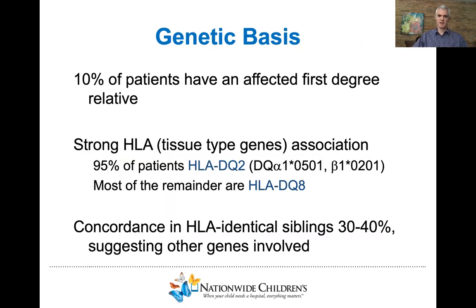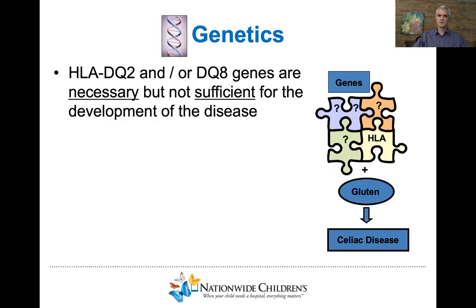Approximately 10% of patients have an affected first-degree relative, and there is a strong HLA association with 95% of patients having the HLA DQ2 haplotype, while the remainder having the HLA DQ8. However, the concordance of HLA identical siblings is only 30 to 40%. This suggests that there may be several other genes involved. So HLA DQ2 and/or DQ8 genes are necessary but not sufficient for the development of the disease.